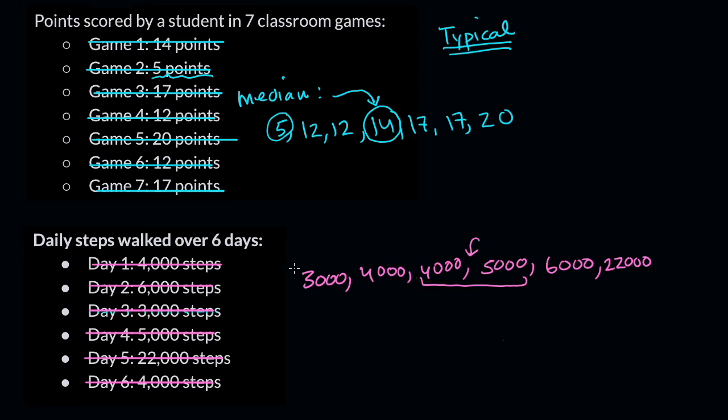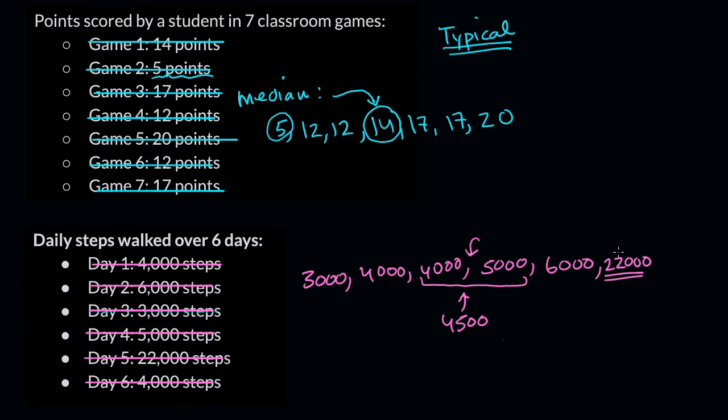The way that mathematicians and statisticians have defined the median in this case is to take the exact middle between 4,000 and 5,000, or to take the mean of 4,000 and 5,000, which is 4,500. But once again, this is not sensitive to outliers. If this 22,000 were just 6,200, we would still have the same median. If this 22,000 were 22 million, that would be a lot of steps to walk over 6 days. You'd be walking very far and very fast. You would still have the same median. So medians are good when you're concerned about not being too sensitive to outliers.